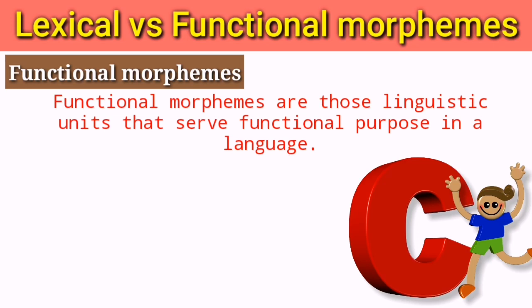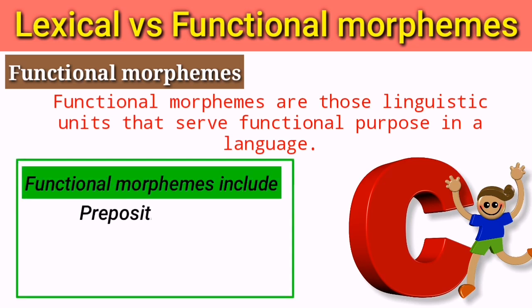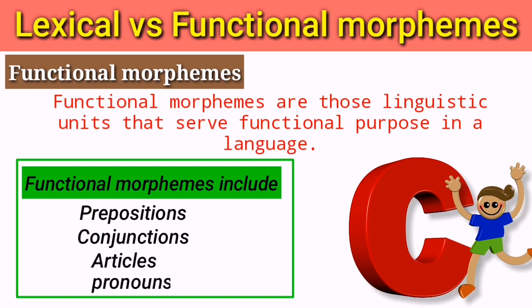I think you are still not getting the point. Let me make it easier for you. It includes prepositions, conjunctions, articles, and pronouns. Basically, these free morphemes are used for a grammatical purpose. So therefore they are called functional morphemes because they serve a grammatical function.